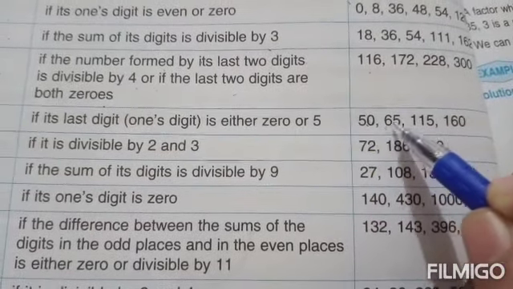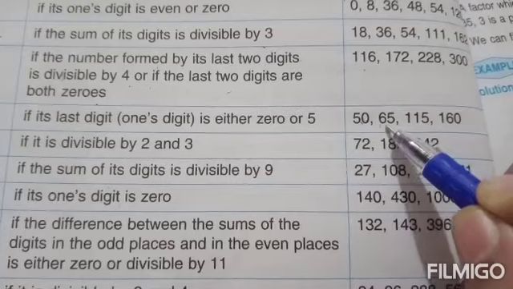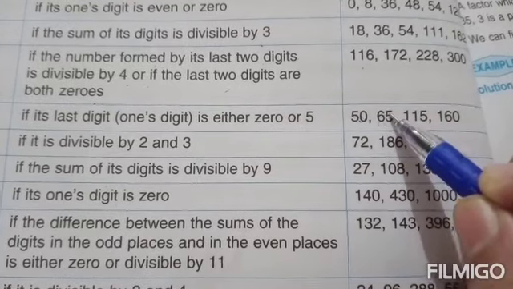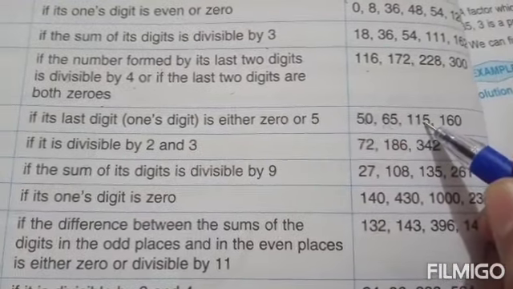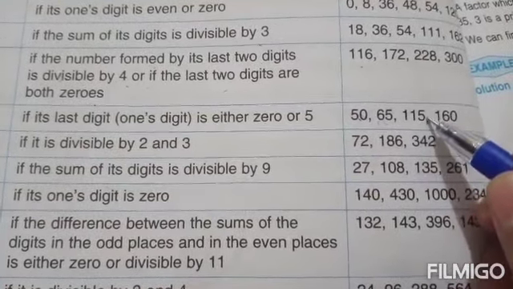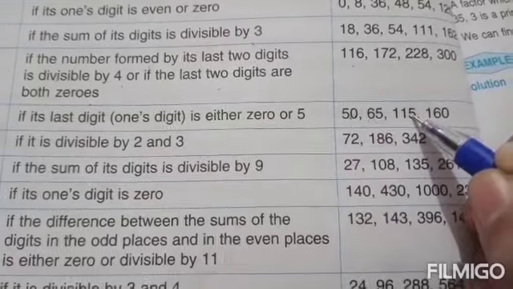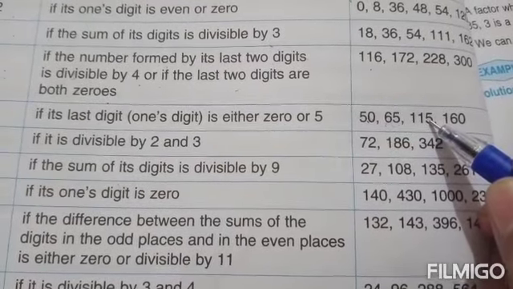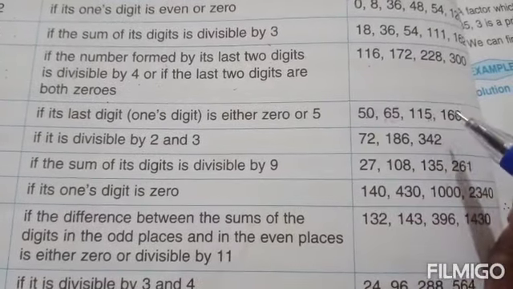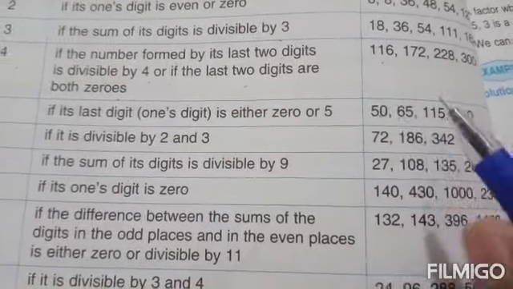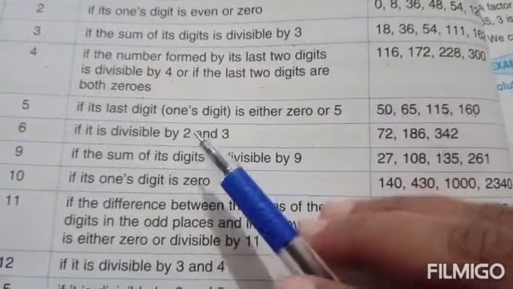Next example, 65. It ends with a 5, so we can say that it is divisible by 5. Next, 115. Again, this also ends with a 5. If the last digit is 5 or 0, it is divisible by 5. So 115 and 160 are all divisible by 5.